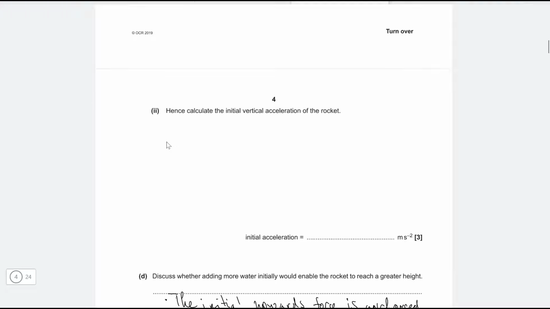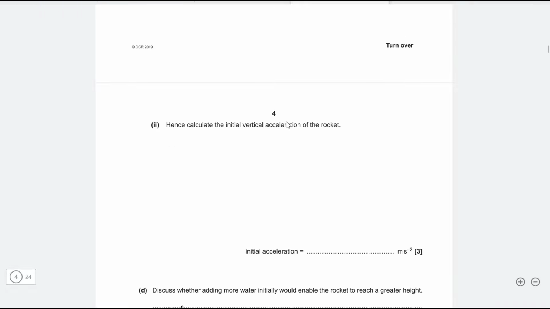Okay, next one. Hence, calculate the initial vertical acceleration of the rocket. Well, now we will need to know the mass of this rocket water system. The reason for that is because in order to find the initial acceleration, we're also going to need the weight. So imagine this rocket is this dot over here. It's going to have some force acting on it, and then we'll also have some weight. And what we're going to do is take them away. We're going to set the result equal to ma, and we're going to find the acceleration from the resultant force. Now let's calculate the weight though.